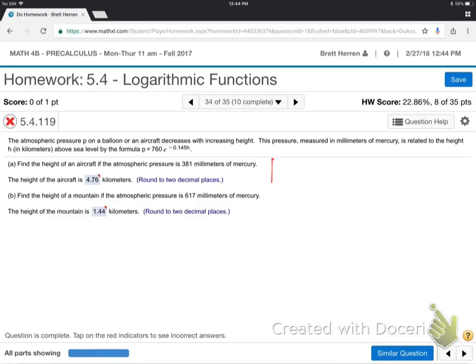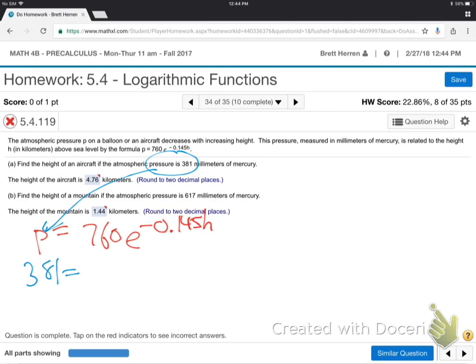So they're given P, well, I'm going to run out of room over there, aren't I? P equals 760 e to the minus 0.145h. All right, so how's this work? They're telling me pressure is 381. Pressure is 381. So just put in 381 right there.